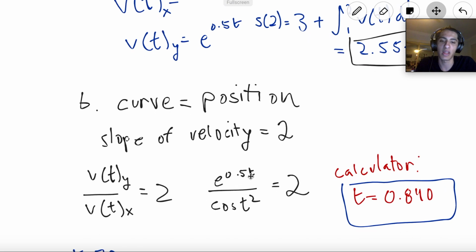So we can just plug in our values, and this is, lucky for us, just another plug and chug calculator problem where you're able to set up an equation like this. You can use graphing, you can use all sorts of different methods on your calculator itself to ultimately find t equals 0.840 in this instance.